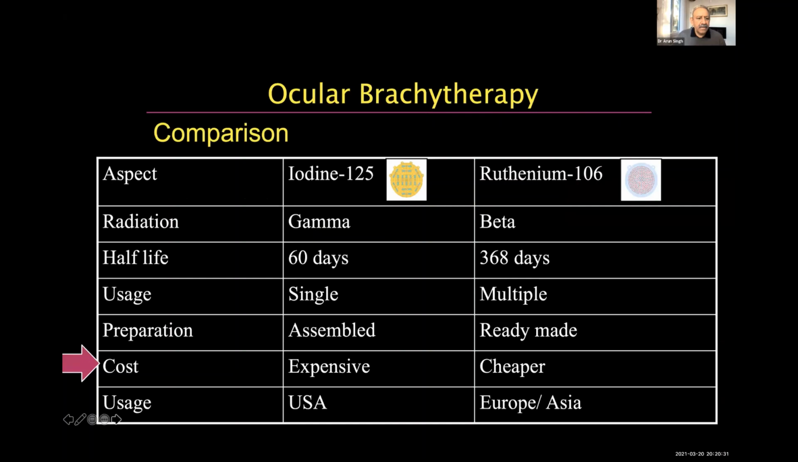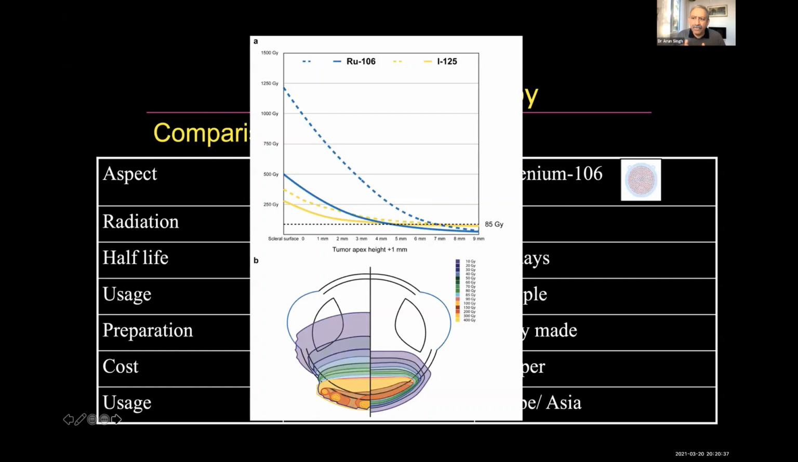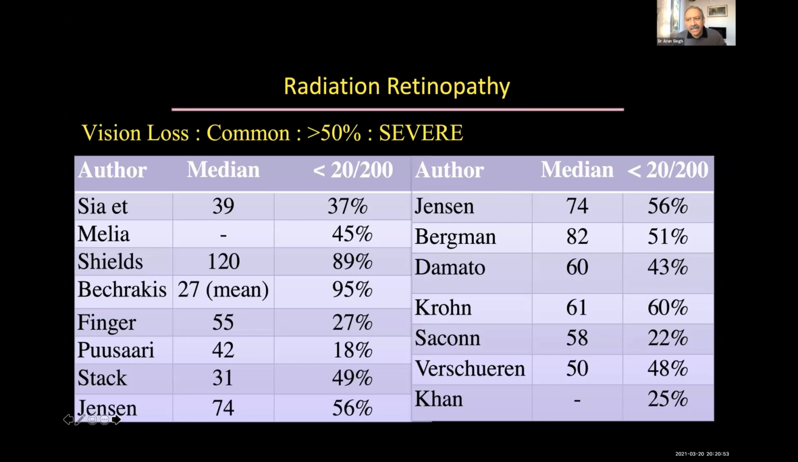There's an advantage with ruthenium because it's a more focused or local source, so the scatter or collateral damage is low, and so you can use it for smaller tumors, say up to 5 millimeters, but at the same time, the radiation scatter is less. So the main complications from brachytherapy are vision loss and radiation retinopathy, and almost 50% of patients will lose vision.